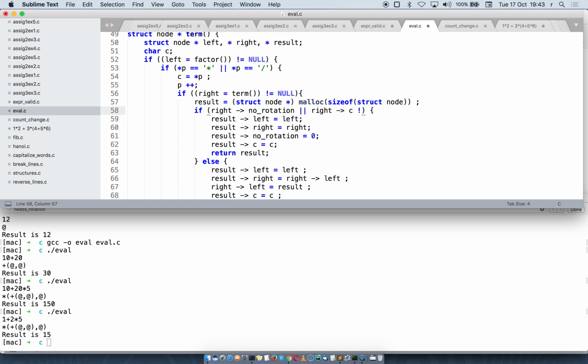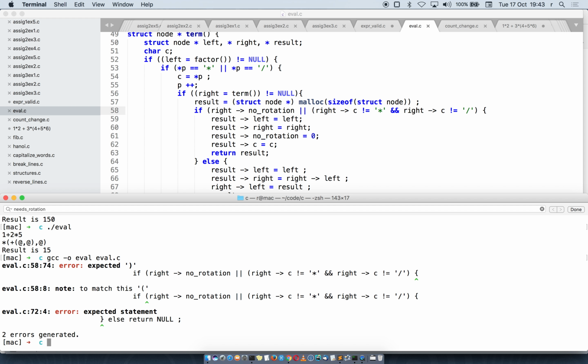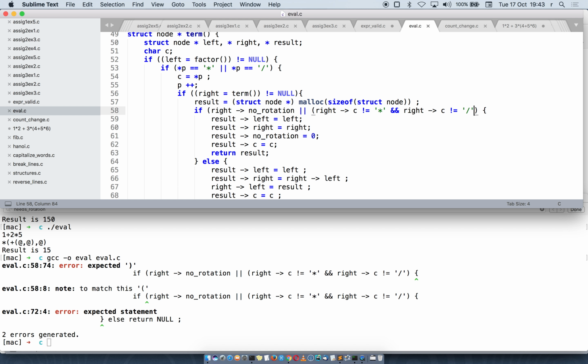So not equal star, or actually it's an n here. E not equal division. Okay. There's an extra bracket that I forgot about.